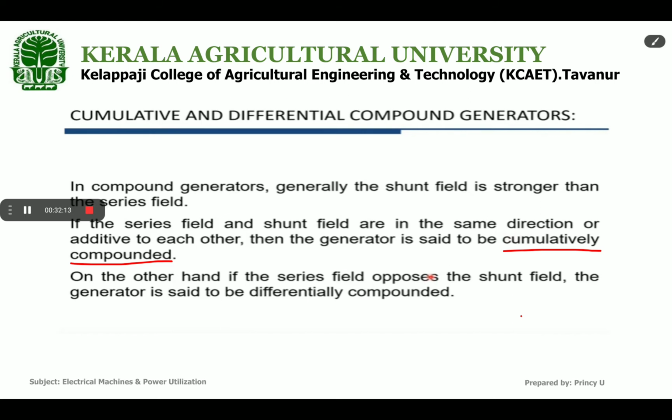That type of generator is known as cumulative compound generator. On the other hand, if the series field opposes the shunt field, that is, if they produce fields in opposite directions, then that generator is said to be a differentially compounded generator.